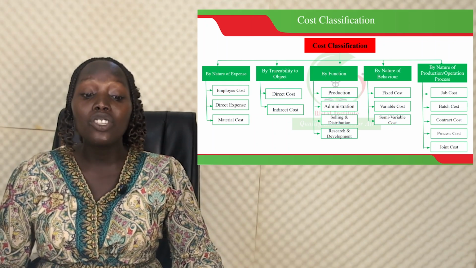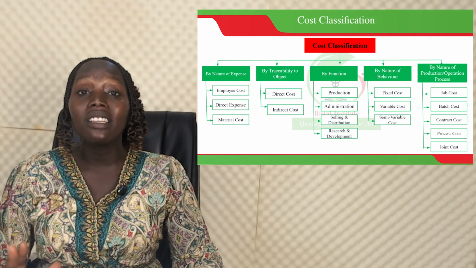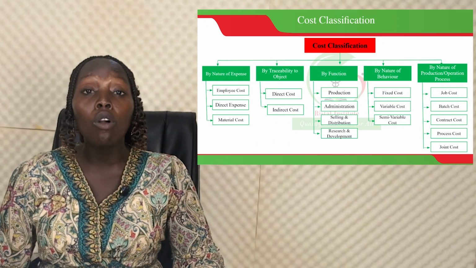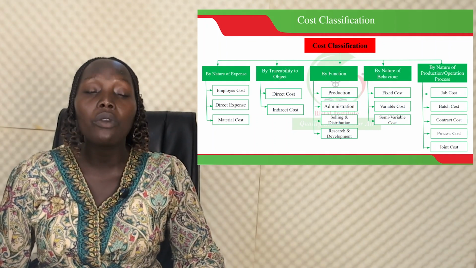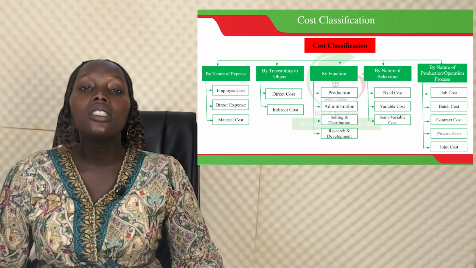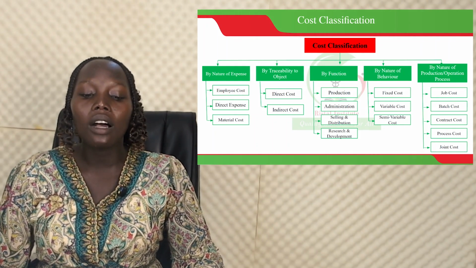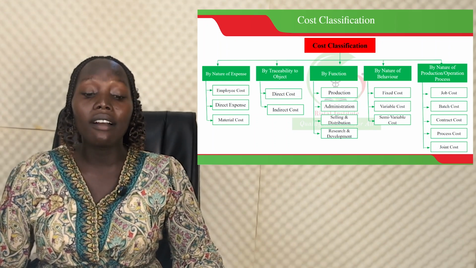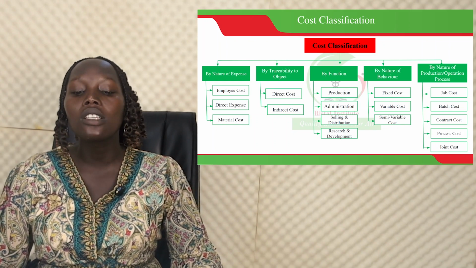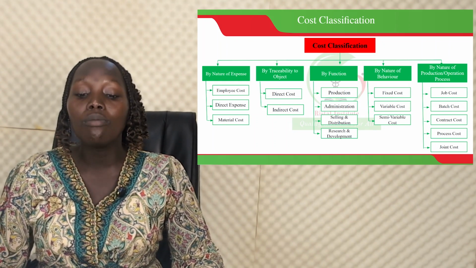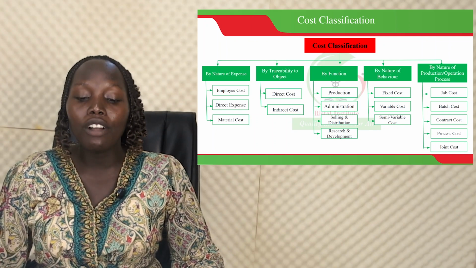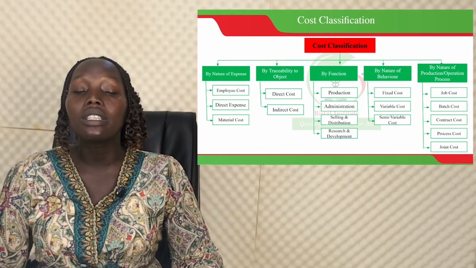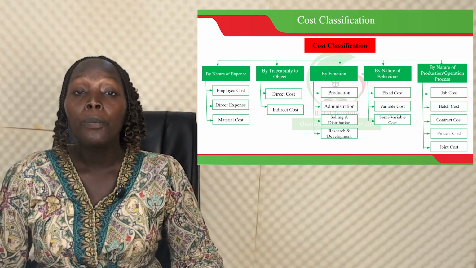One, by nature of expense. Under the nature of expense, we have the employee cost, the direct expense, and the material cost. Then it is also classified by transferability to object: we have the direct cost and the indirect cost. And then it is also classified by function: production, administration, selling and distribution, and research and development.